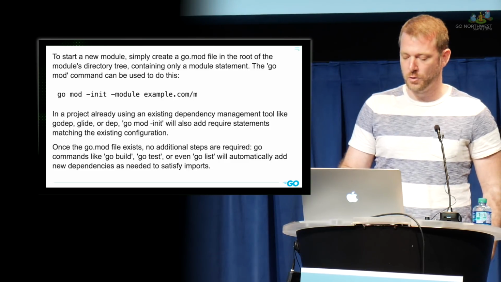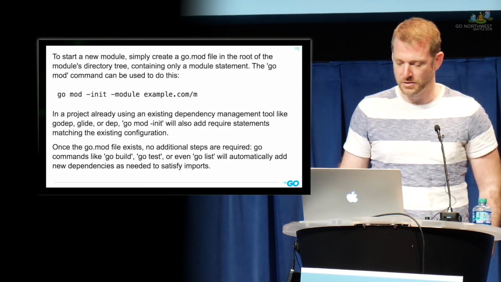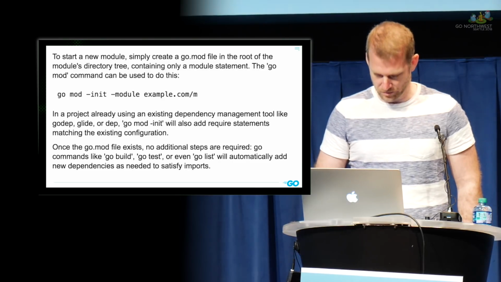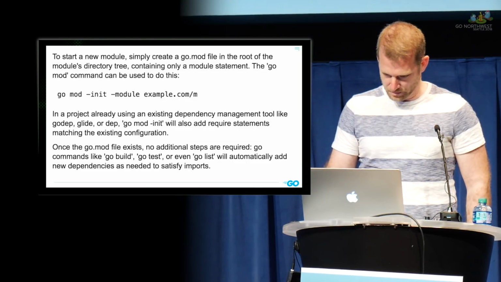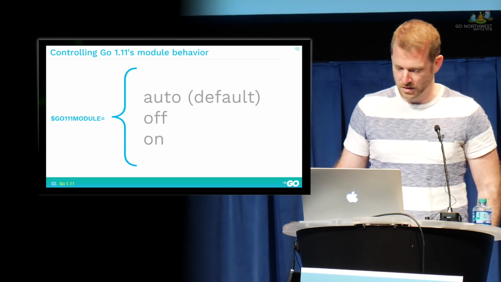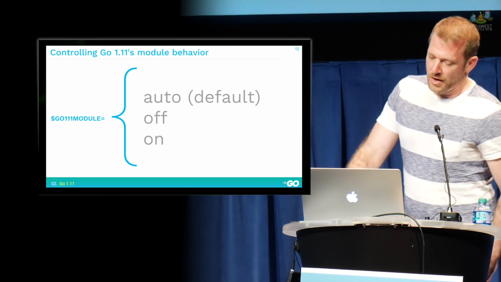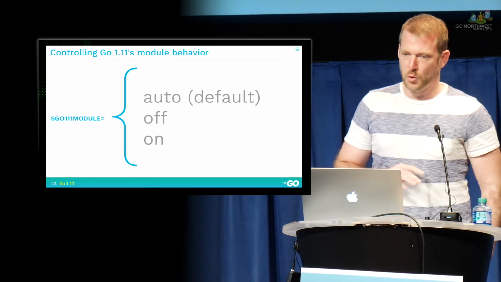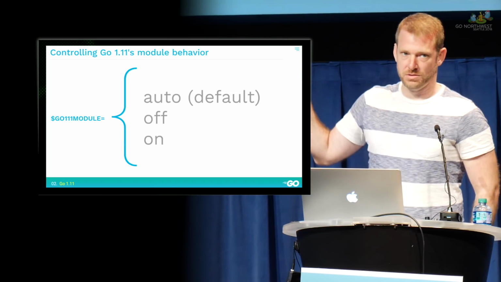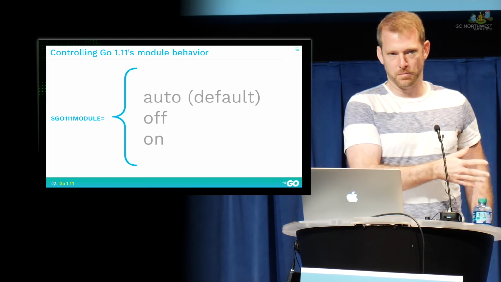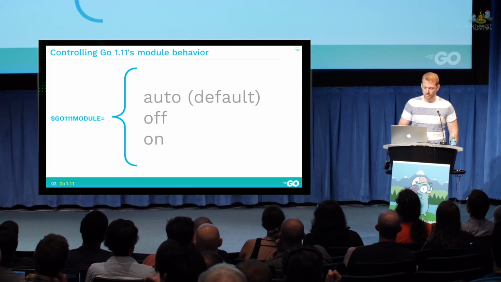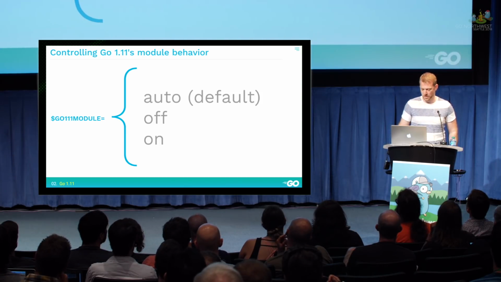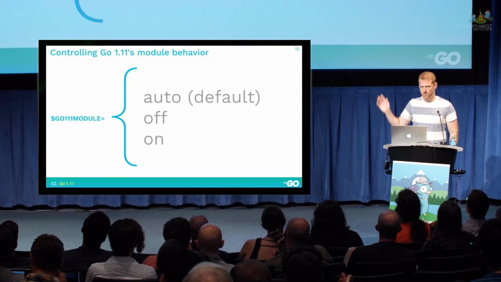And if you used another system, it'll convert your dependencies from, what did it say? I don't know, three or four other systems. There's an environment variable where you can disable this if you want, but the default is if you're not in your GOPATH, Go modules are on, and if you are in your GOPATH, the modules are off. So if you want to experiment with different versions or different modes of this, you can.